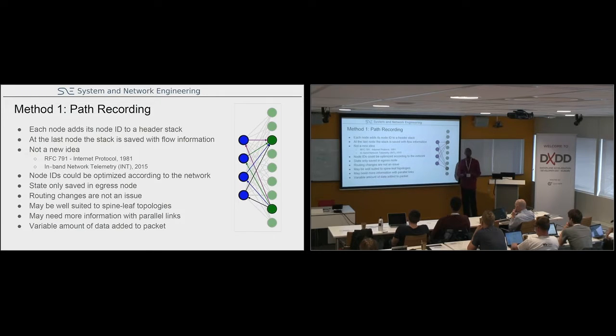The issue with this is a variable amount of data is going to be added to each packet. This could ultimately affect your MTU that you allow, because you have to set MTU for the worst case scenario, the longest path. But this is the most straightforward. If you have a spine and leaf network with short paths, but many different paths it could take, this may actually be a good fit.